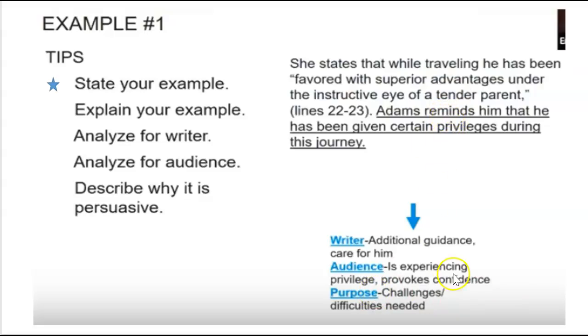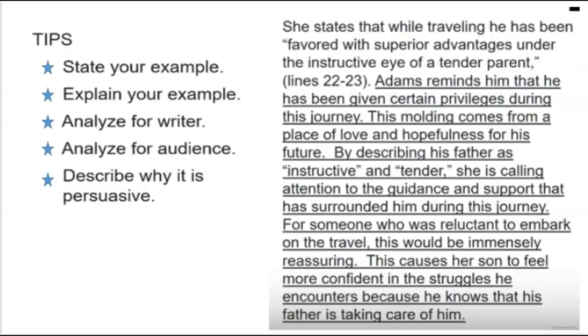So hopefully you had a chance to touch on, well, what is she ultimately trying to accomplish with this phrasing? She's trying to say that challenges and difficulties are needed, that they are good experiences to have, and that he's in a place where he can tackle these challenges because he's under the instructive eye of a tender parent. So here we're going to take a look at my revision, so feel free to capture these notes in addition to yours. You might even consider how yours looks compared to my revision.